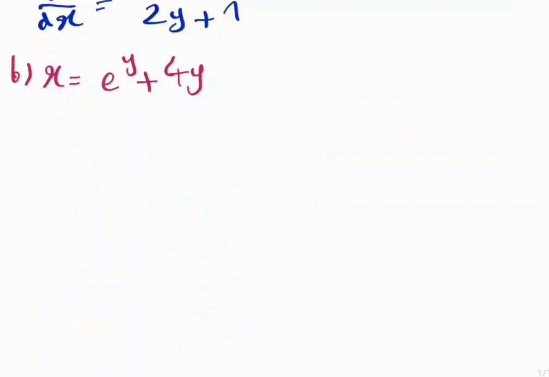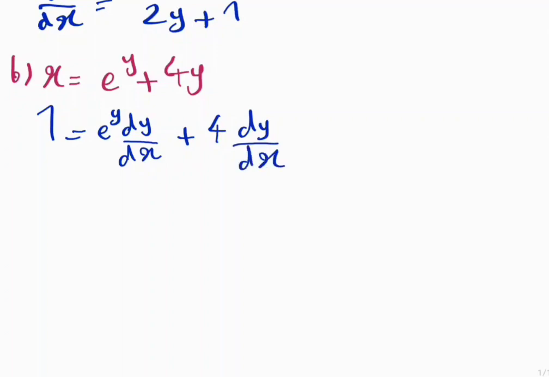B, we have x is equal to e to the y plus 4y. Again, x differentiates to 1 because we are differentiating with respect to x. e to the y differentiates to e to the y dy by dx. Be careful. 4y differentiates to 4 dy by dx.